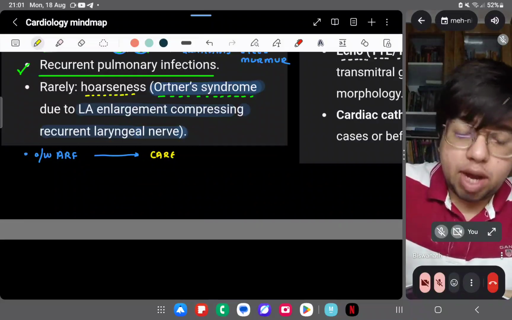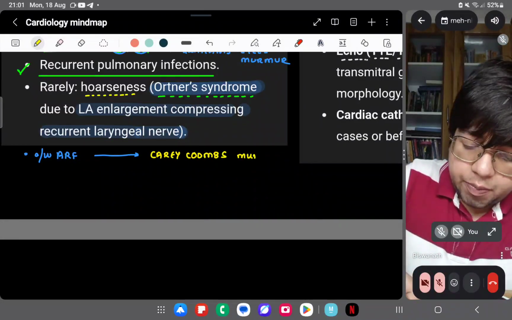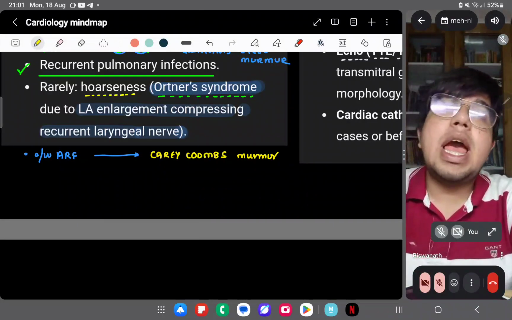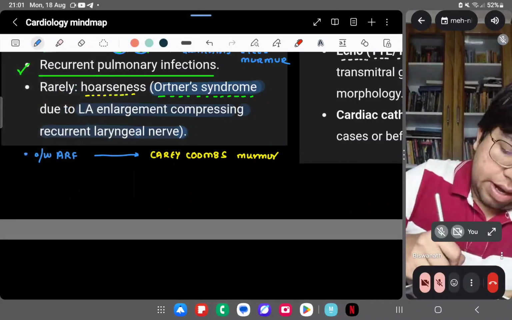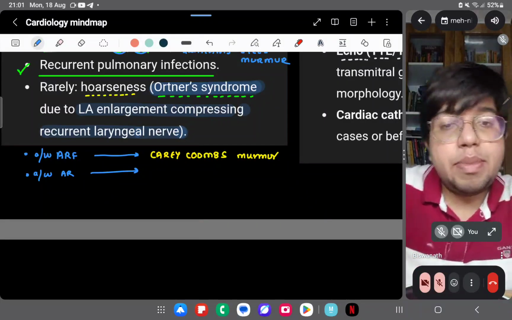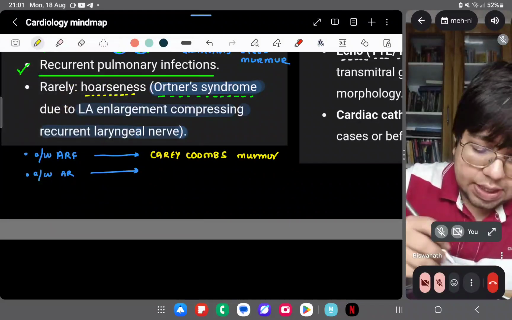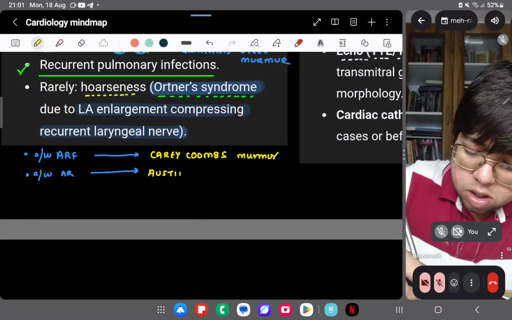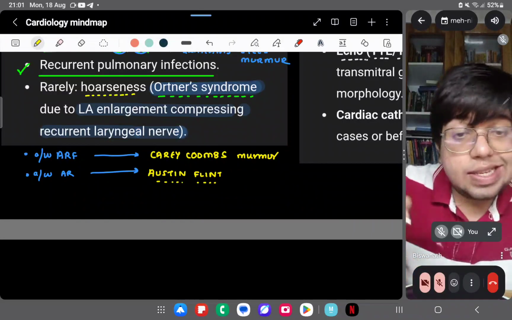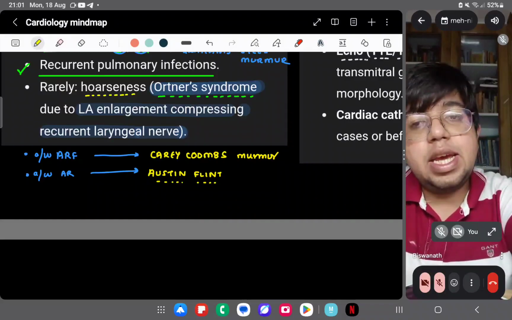Carey-Coombs murmur. Okay. And if it is associated with aortic regurgitation, remember aortic regurgitation, I told you there also we have a classical Austin Flint murmur. Classical Austin Flint murmur will be heard. Austin Flint murmur is basically seen in AR.